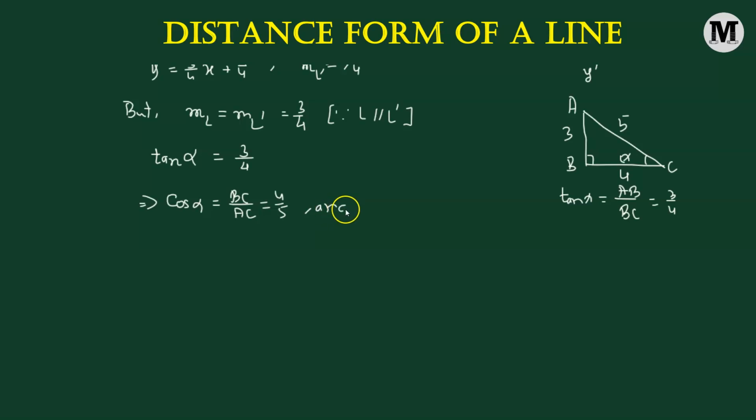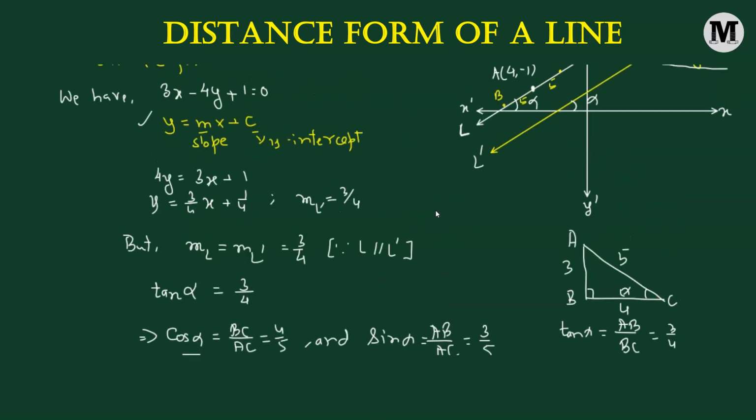And sine of alpha is the opposite, which is AB, divided by the hypotenuse AC. So AB over AC equals 3 over 5. Okay, so we have successfully obtained the value of cosine alpha and sine alpha.